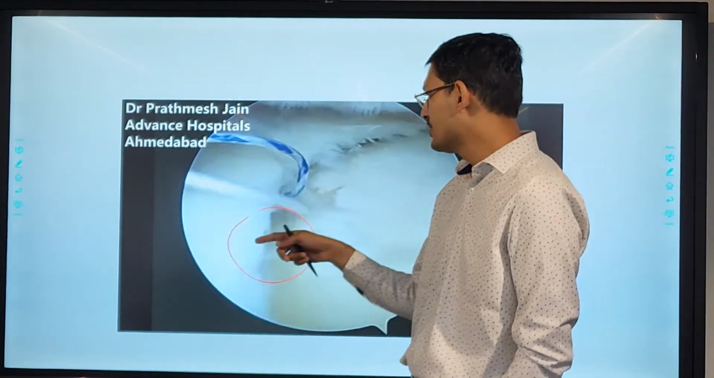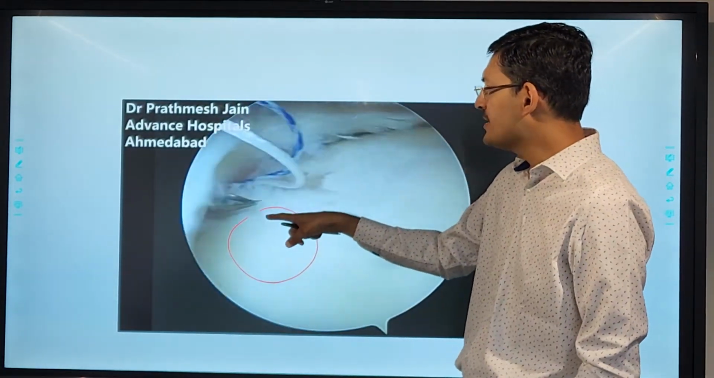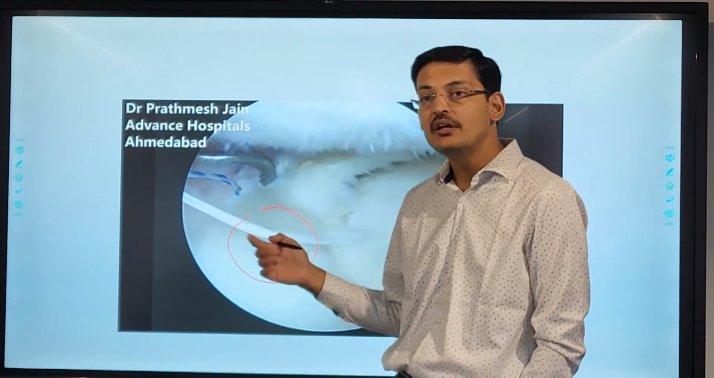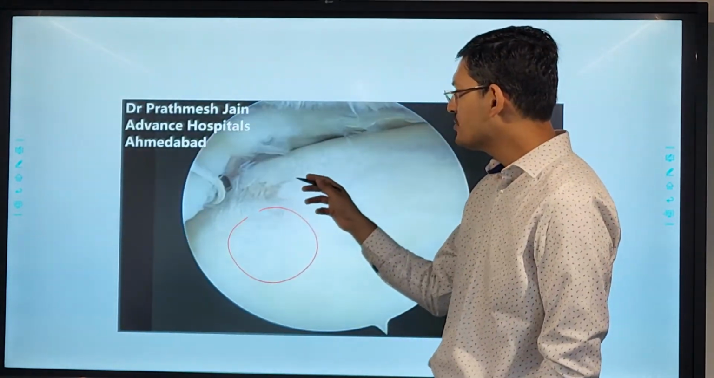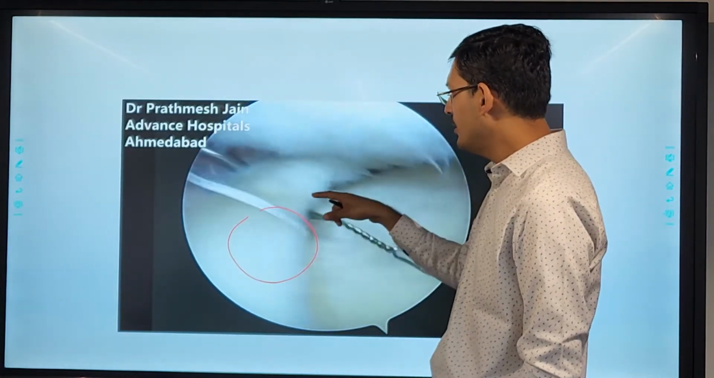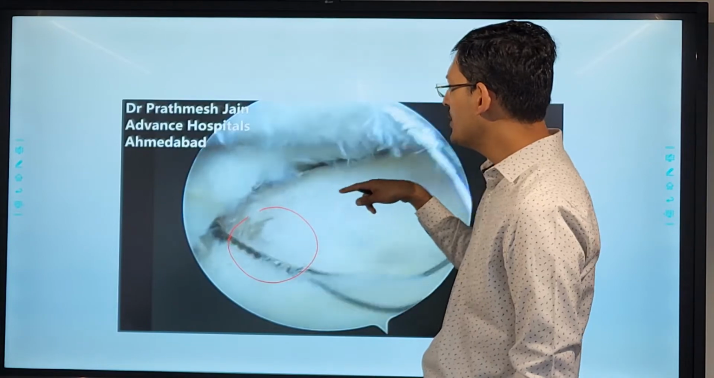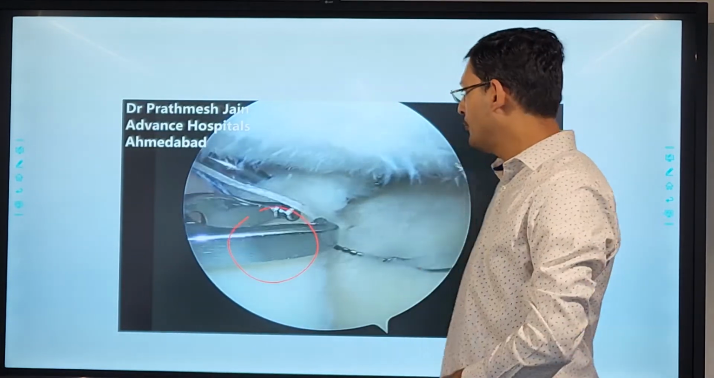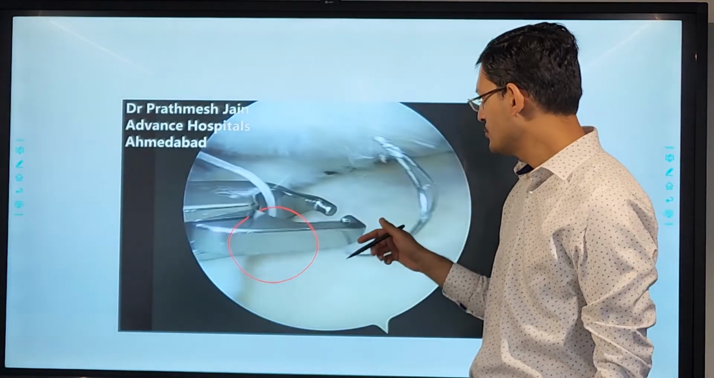So here we are using passers. These are ideal suture shuttles. These are passers which we use for Bankart surgery, and these sutures are passed one by one into this area, which will be railroaded with these threads, and these threads will be taken out one by one. So this is the first.